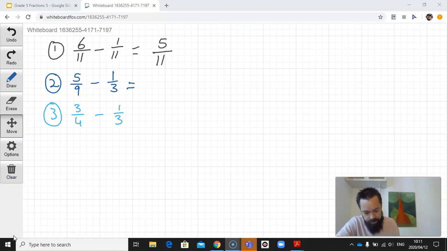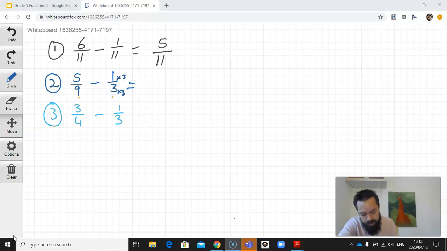Okay, having a look again at number 2, you will notice our denominators are not the same. So before we subtract, we need to make our denominators the same. I notice that I can do something to a 3 that will make it into a 9 because 9 is in the 3 times table. So 3, 6, 9, times it by 3. What I do to the bottom, I do to the top.